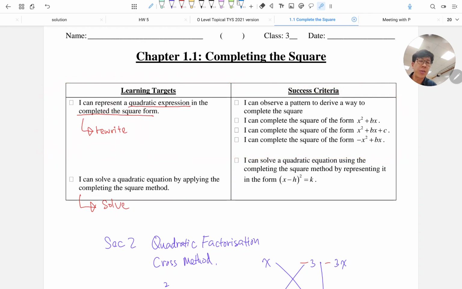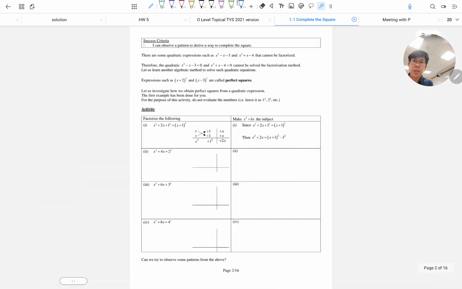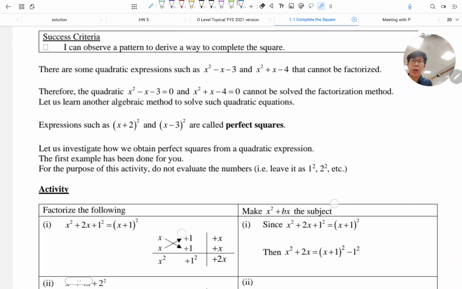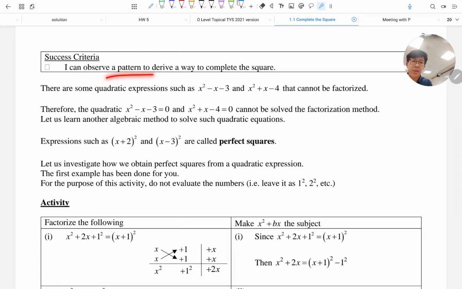There are several success criteria. First, we will need to observe a pattern, and then we will use the pattern to derive a formula, and after that we will learn how to complete the square for various kinds of quadratic expression. So let us first start by observing a pattern. Let's turn the page. On this page, there are some things that we must first do. To observe the pattern, these are the things that we need to go through.